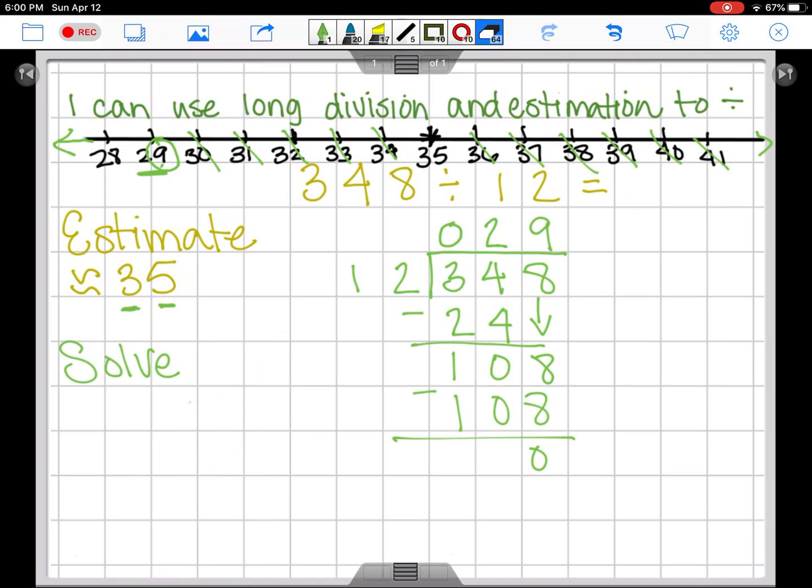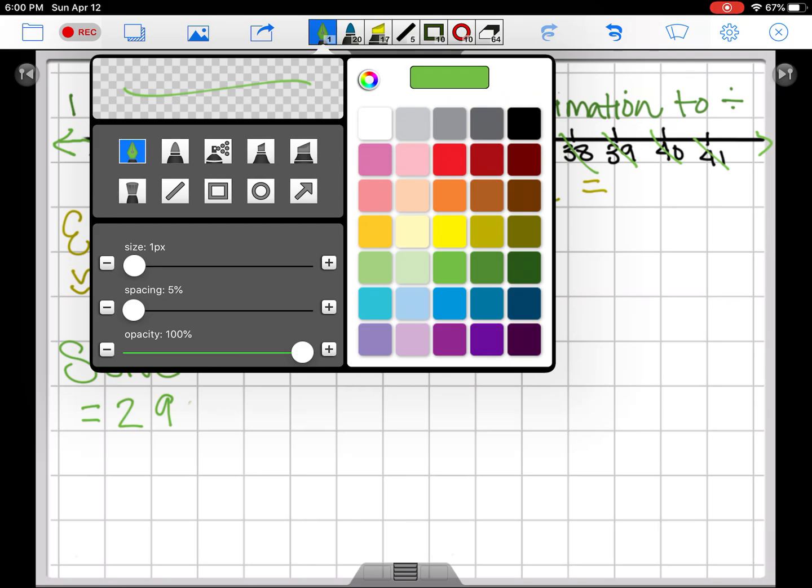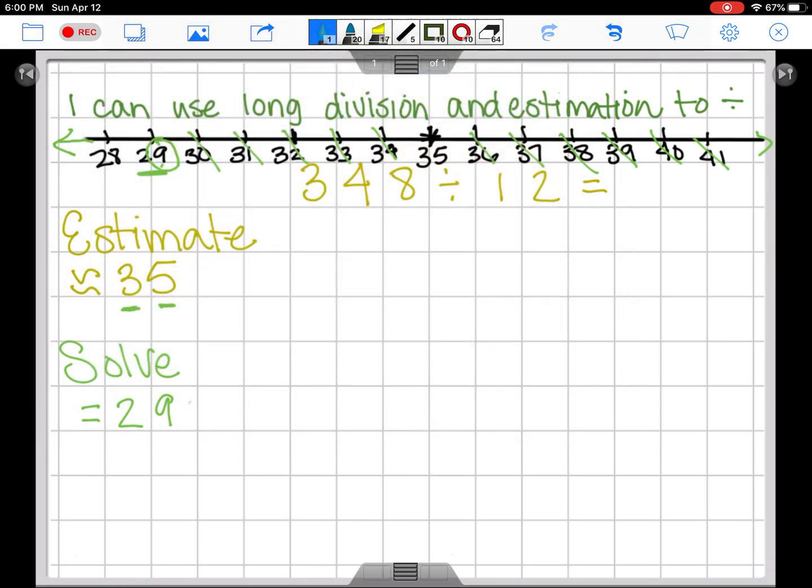We've done a wonderful job. We found that when we solved, we equaled 29. So, are we done? I hope you're shaking your head and being like, no, we're not done. What are you talking about? We have a very important step left, and that is to check our work. So we are going to multiply.